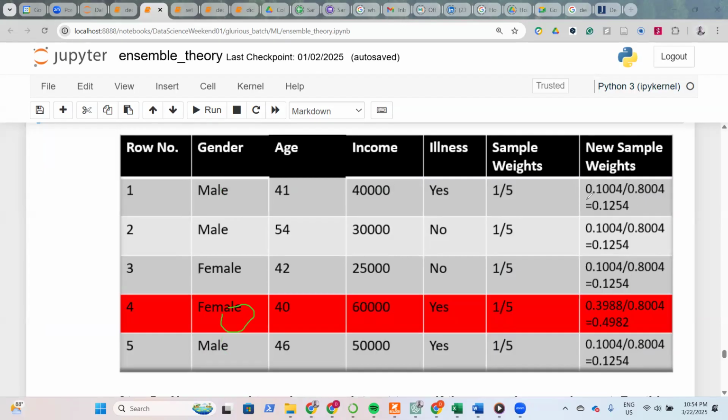And so we divide. This first one will give you 0.1254. All the other ones will give you 0.1254. But this one is going to give you 0.4982. So that's how far we've gone. We're just normalizing the data. We did not do anything else here. Just normalize the weights, the new weight.